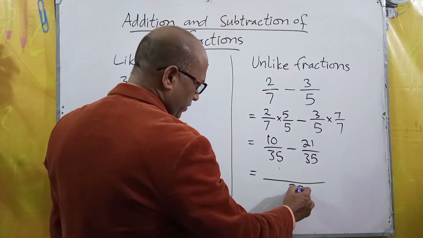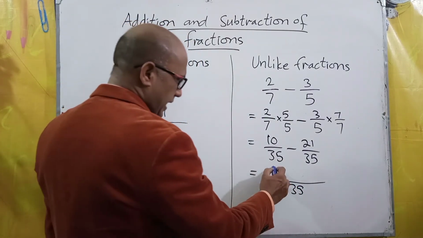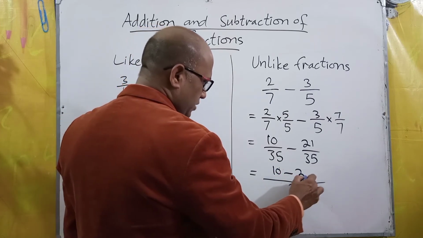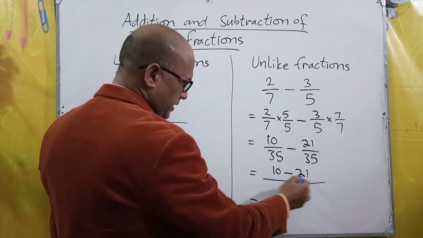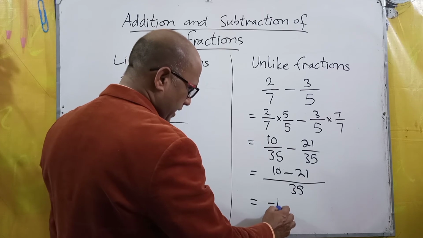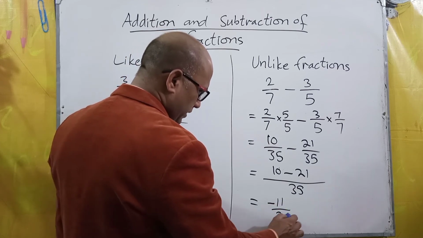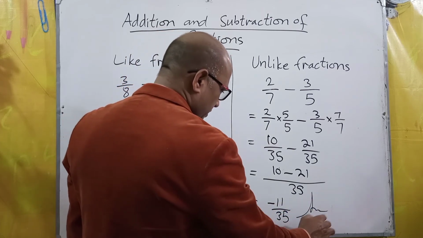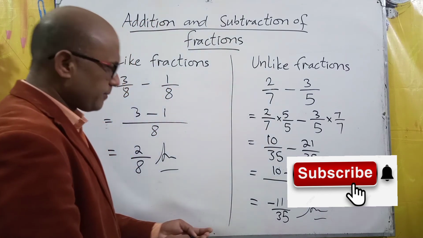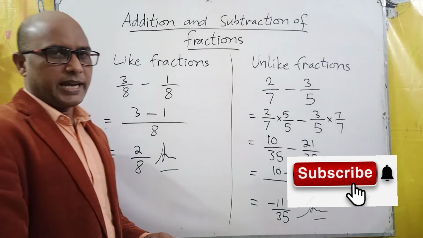So 35 will be written once, and numerator 10 minus 21, and if we subtract them, we'll get minus 11 over 35. So this is how to subtract like and unlike fractions.